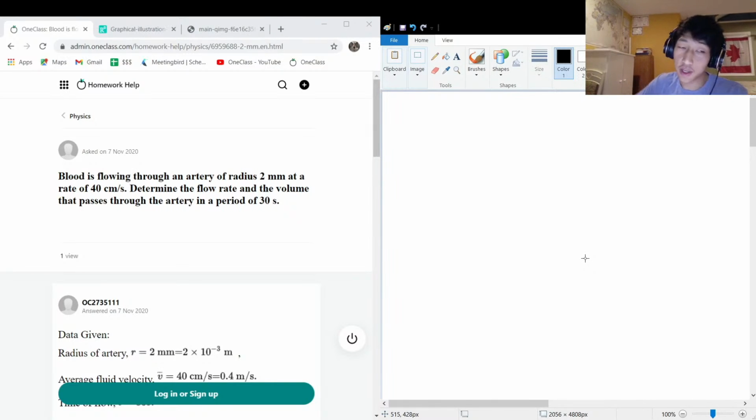Okay, so the next question that we got on the menu today is about the human body and the way the blood moves through the human body. Okay, so the question is asking, blood is flowing through an artery of radius 2 millimeters at a rate of 40 centimeters per second. Determine the flow rate and the volume that passes through the artery in a period of 30 seconds.